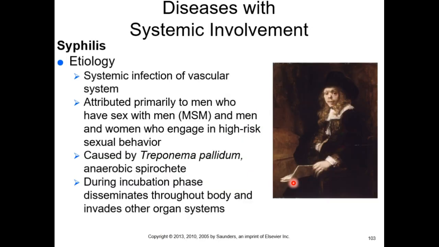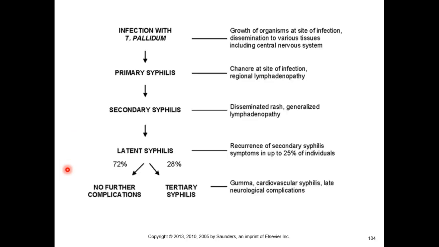Syphilis before antibiotics used to be the big killer. There are multiple stages to syphilis infection. It's caused by a spirochete called Treponema pallidum. And again, we're going to go ahead and shame men who have sex with men again. You do not have to be a man who has sex with men to be at risk for syphilis contraction. It can be anybody.